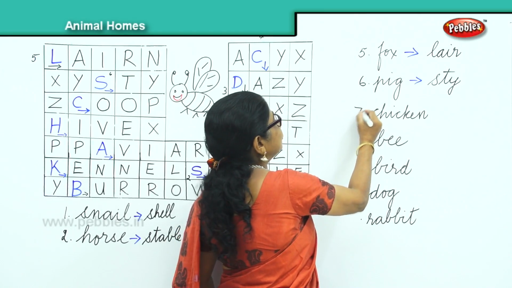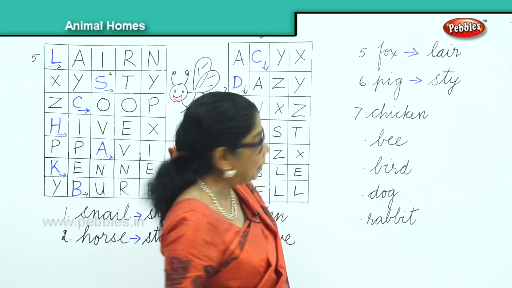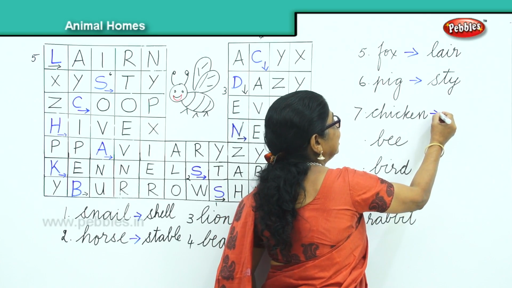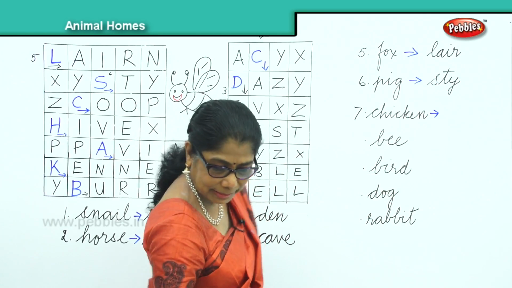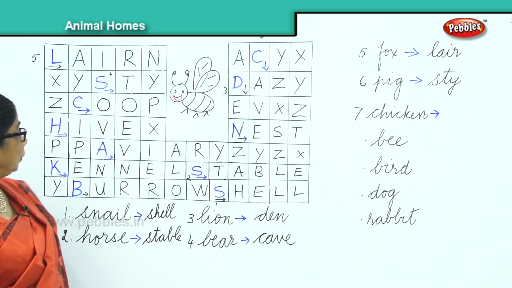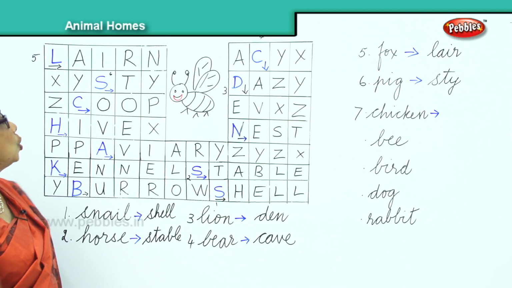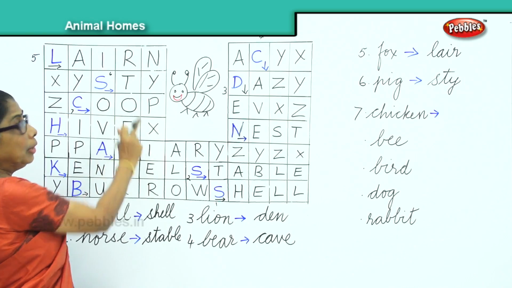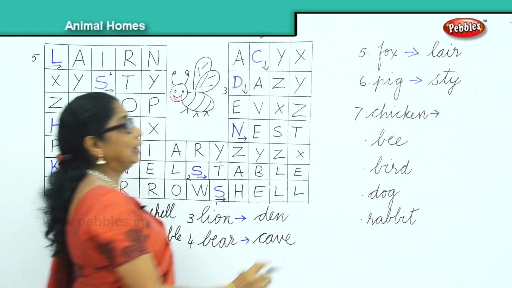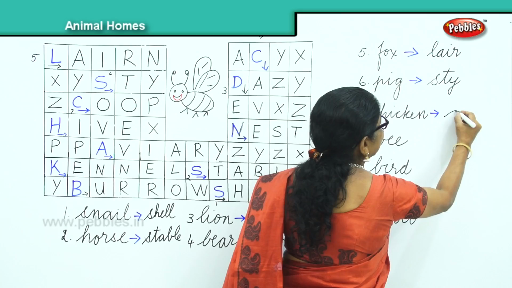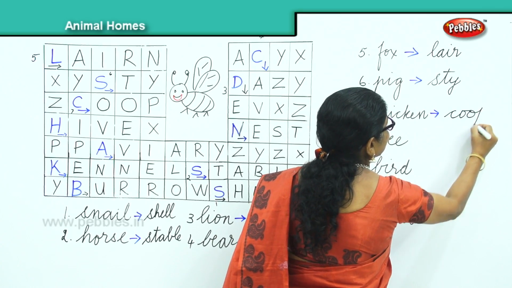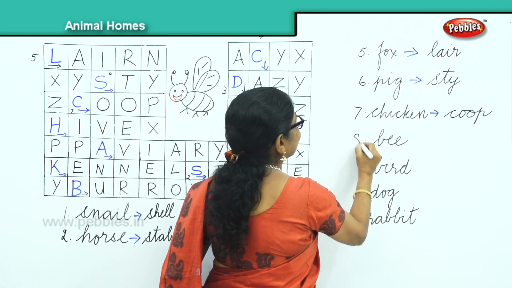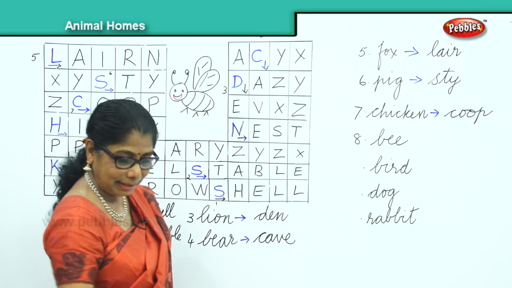And then you have 7. Our chicks, our baby chicks, the little baby chick, where do we place them? We put the chicks in a coop. Here you have number 7, C-O-O-P, coop. The chicken, the little chicken, they are kept in the coop. Very good.